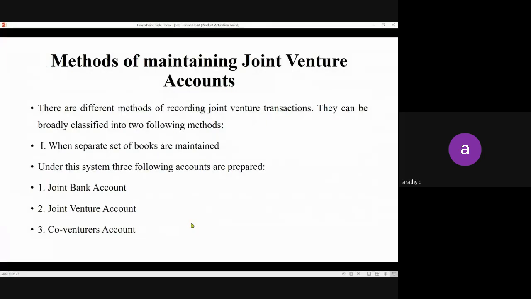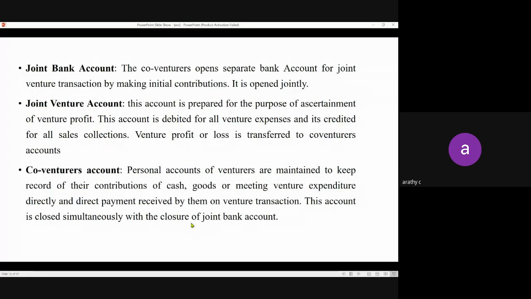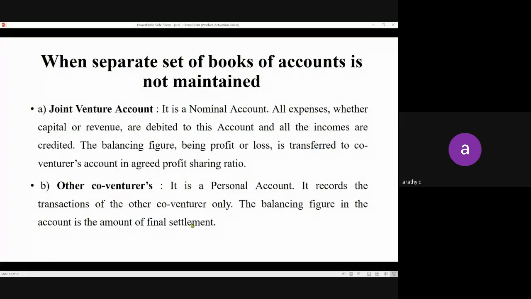The first one is when a separate set of books is maintained: three accounts will be prepared, the joint bank account, the joint venture account, and the co-ventures account. And when no such set of books of accounts is maintained, then the joint venture account and the co-ventures account should be prepared.